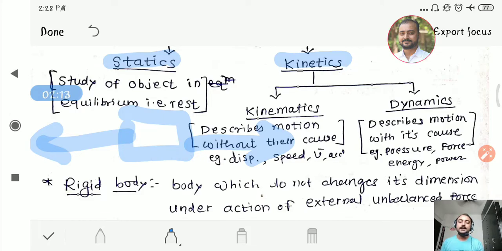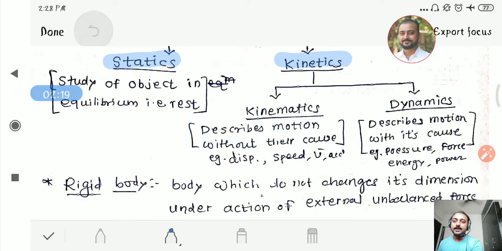Next is kinetics. In case of kinetics, there are again two sub-branches. One is called kinematics and the other is called dynamics. First we discuss kinematics. What is kinematics? Kinematics is the branch of physics or mechanics which describes the motion of the object without its cause.